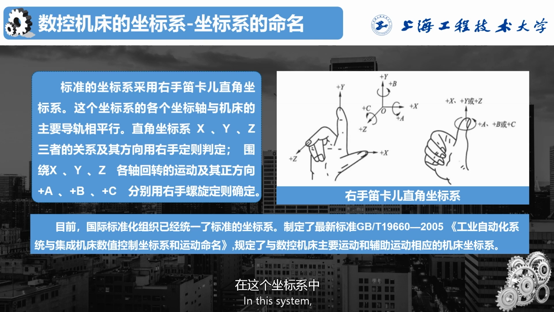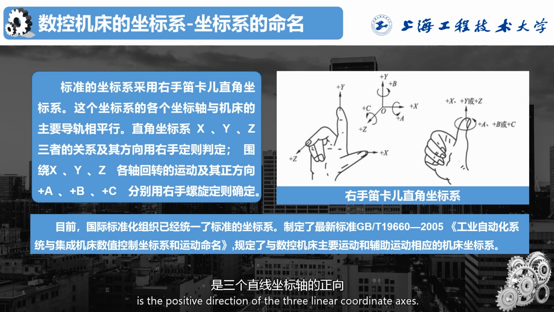In this system, there are three basic coordinate axes, also known as linear coordinate axes, namely x, y, and z. If you extend your right hand, the thumb, index finger, and middle finger represent the x, y, and z axes respectively, presenting three linear coordinate axes. The direction pointed by the fingertips is the positive direction of the three linear coordinate axes.